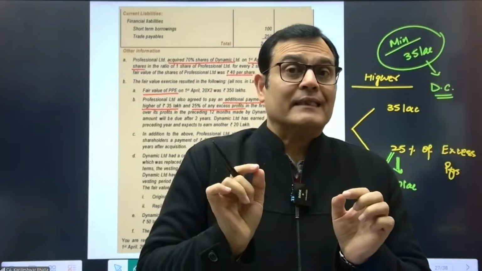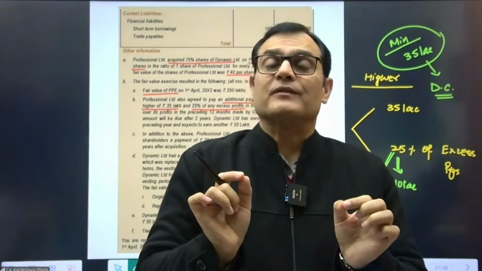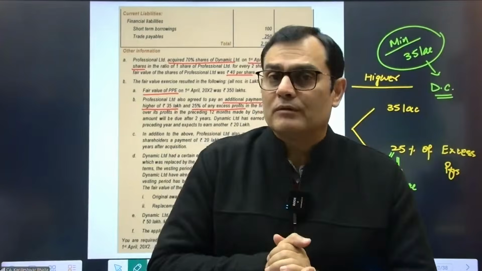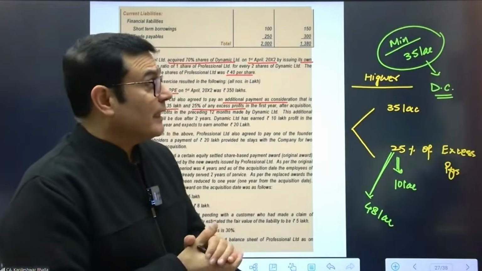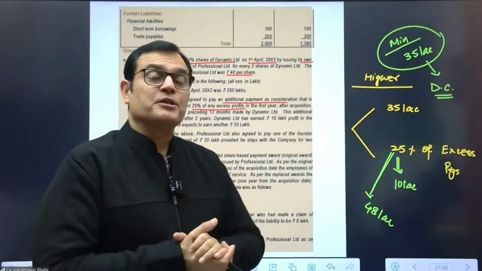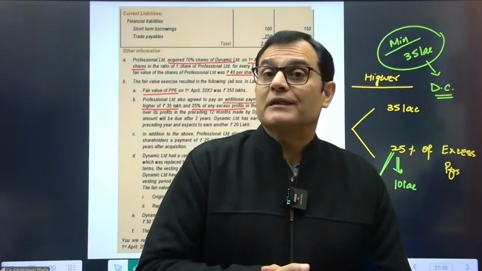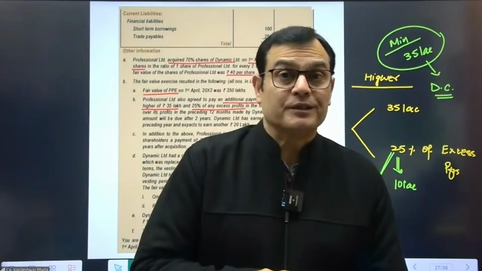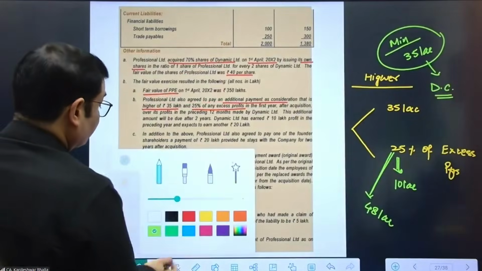Because we know that irrespective of the outcome, whether 25% of the excess profit is more than 35 or less than 35, you are going to land up paying this 35 lakhs for sure. And if it is a payment which is going to be paid for sure in the future, it is a deferred consideration and not a contingent consideration. Okay, that's great. Now let's come back further.